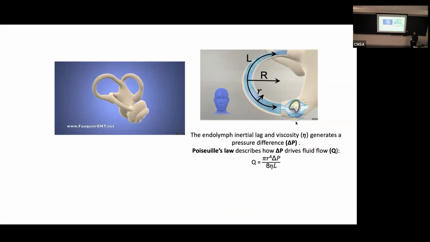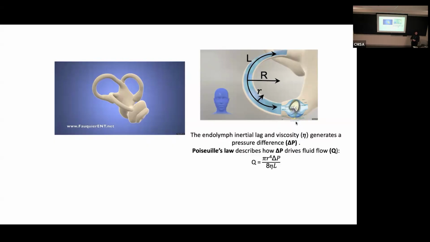And this fluid flow in these tubes can be described with Poiseuille's law. So you can see that the shape here is extremely important. The flow depends to the fourth power on the canal width, and is inversely proportional to the length of the canal. So even small differences in this width or the shape of the canal have huge consequences on canal function.